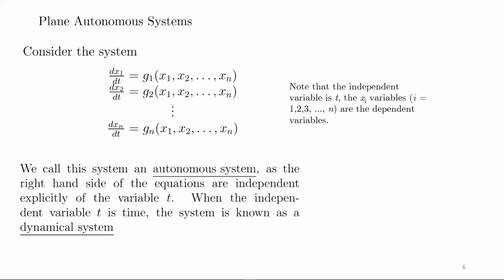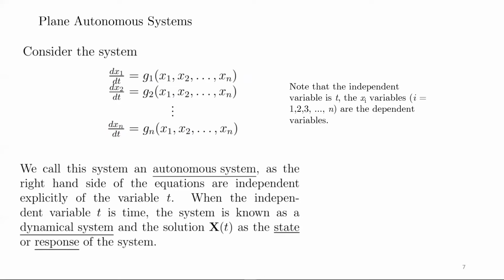When the independent variable is time, so if t represents time, then we call this system a dynamical system because something is changing dynamically in time. That word, dynamical system, is commonly used in mathematics and physics. Recall if we write this system in matrix form, the solution to that matrix form, or the solution vector, is called x of t, and we made the x bold to say that it's a vector. We call that solution the state or the response of the system.